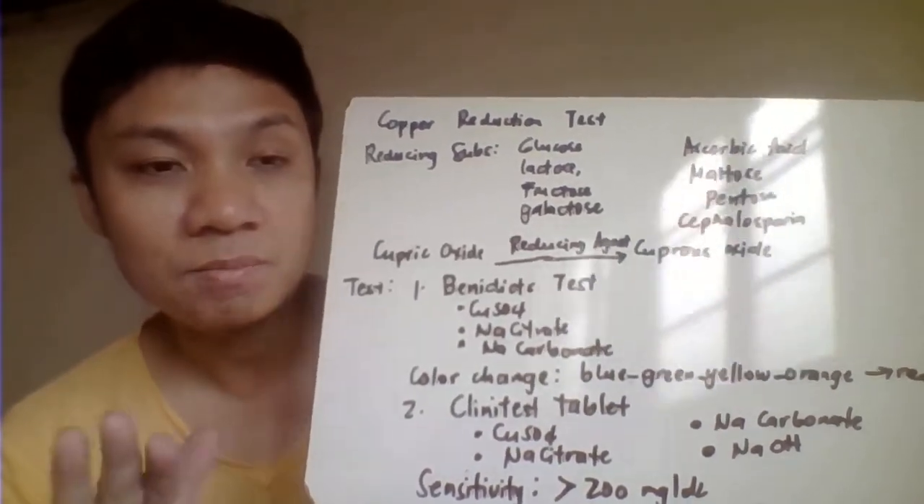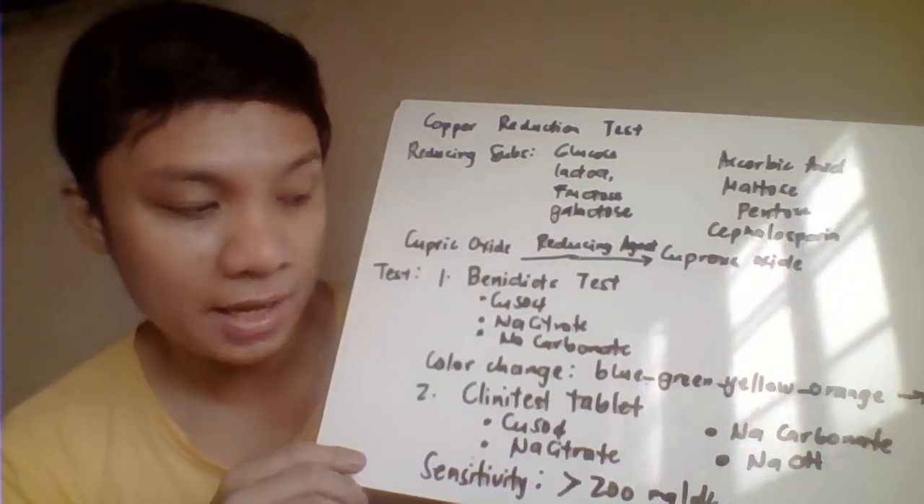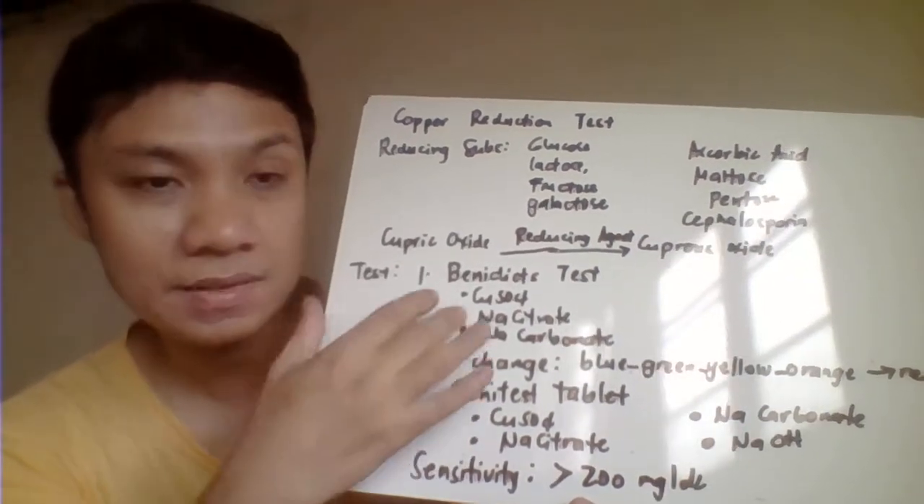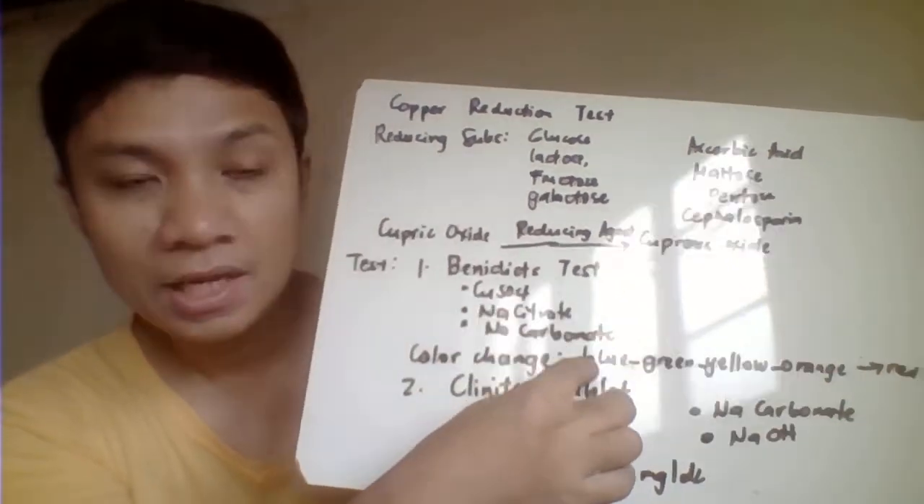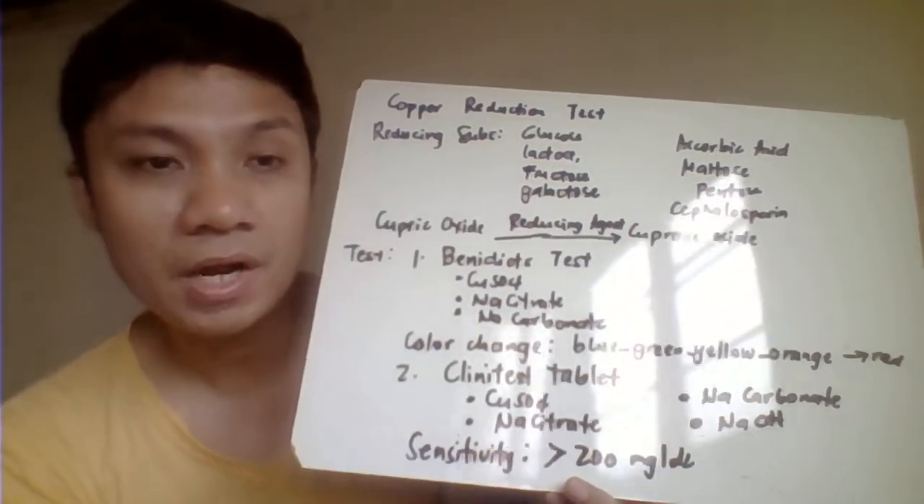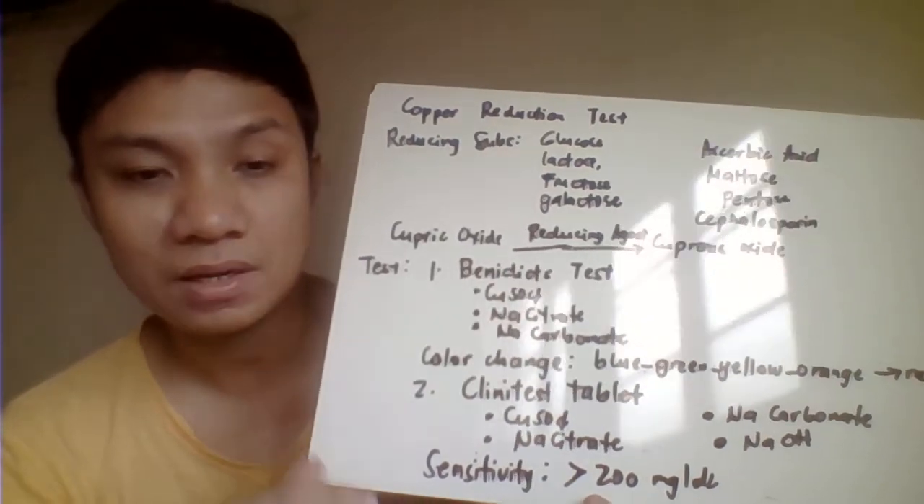Unlike in your test pad for the glucose, ang sensitivity natin is only 100 mg per dl. The positive result here for your Clinitest tablet is still the same as this one. It will change here the color from blue to green to yellow to orange to red as the concentration of your substance tries to increase.